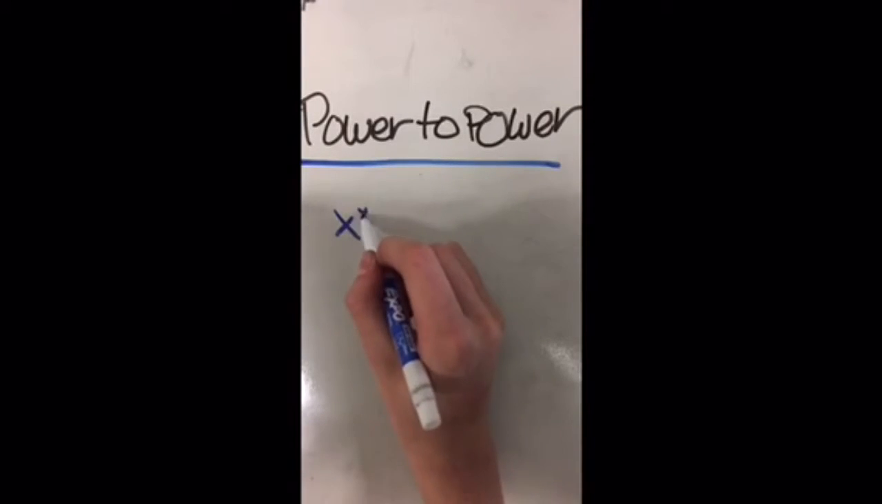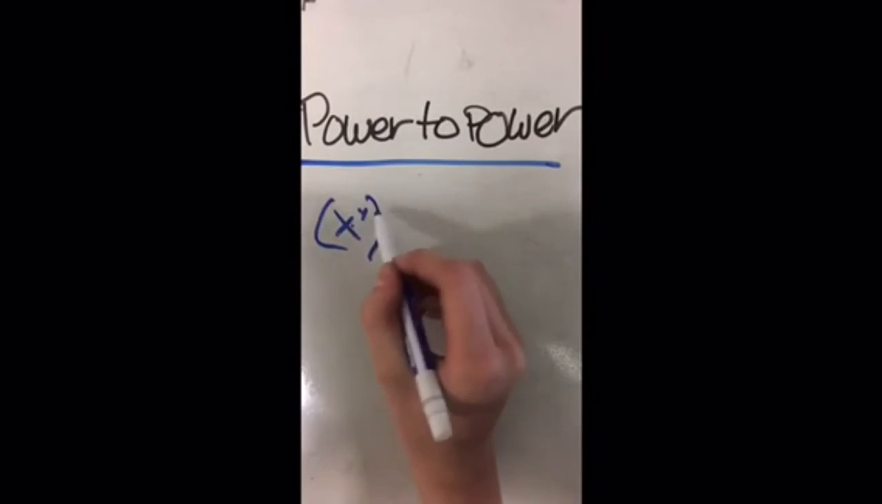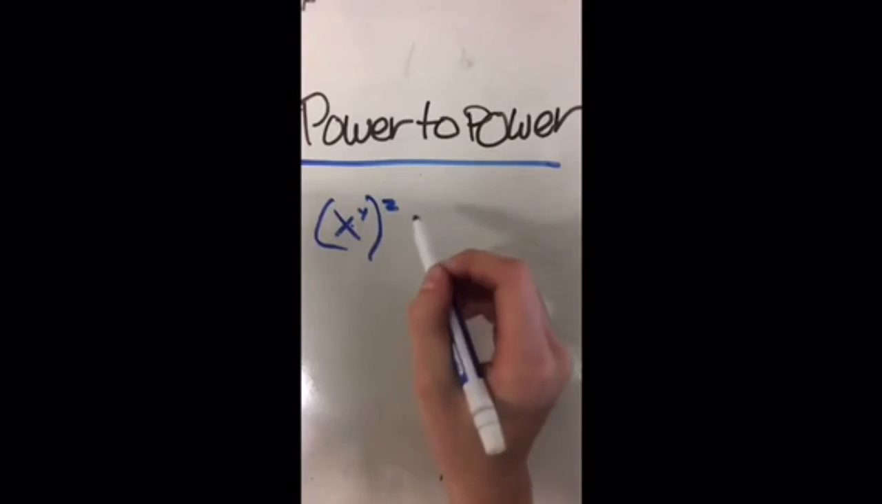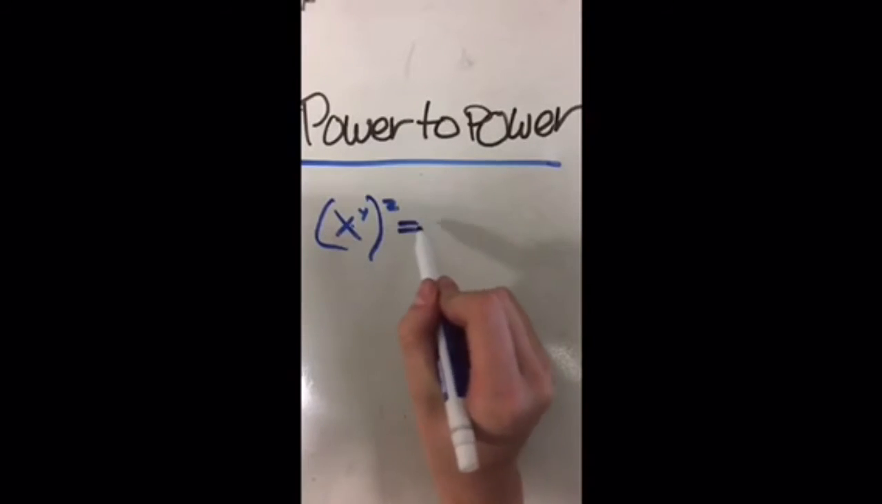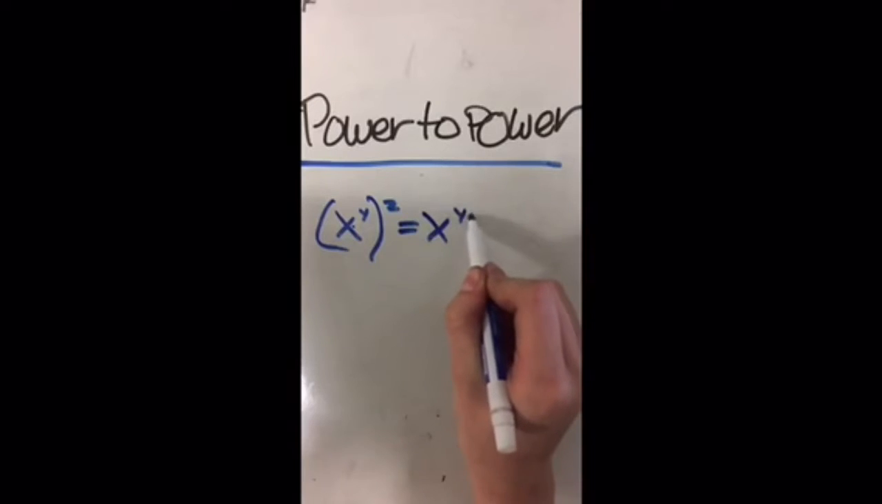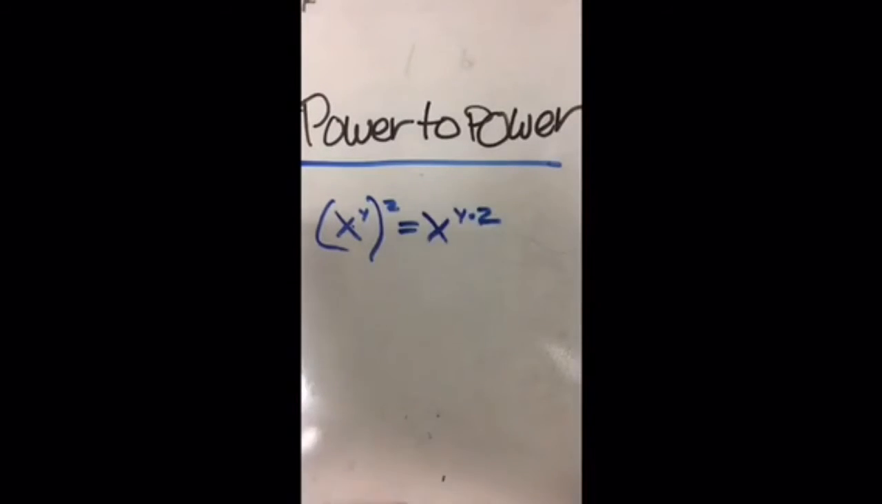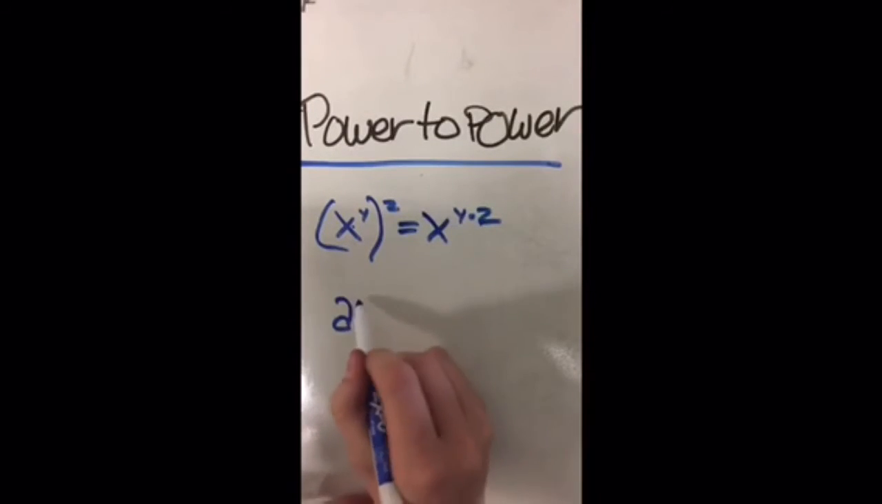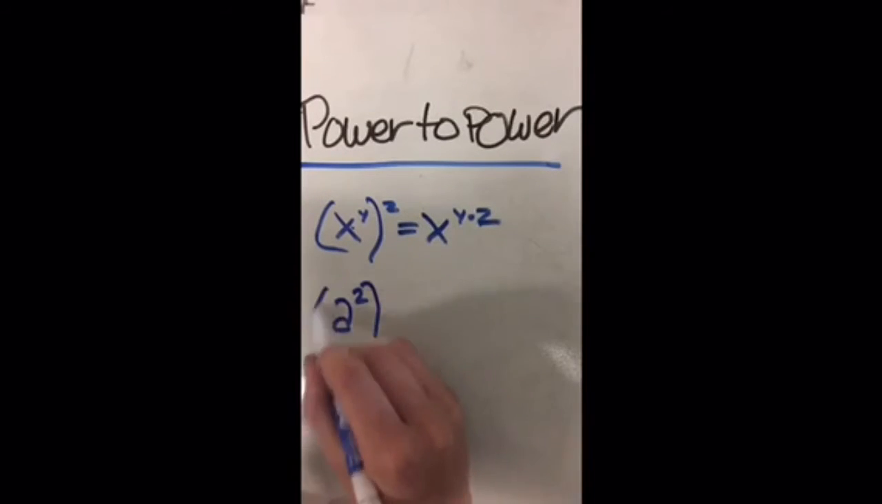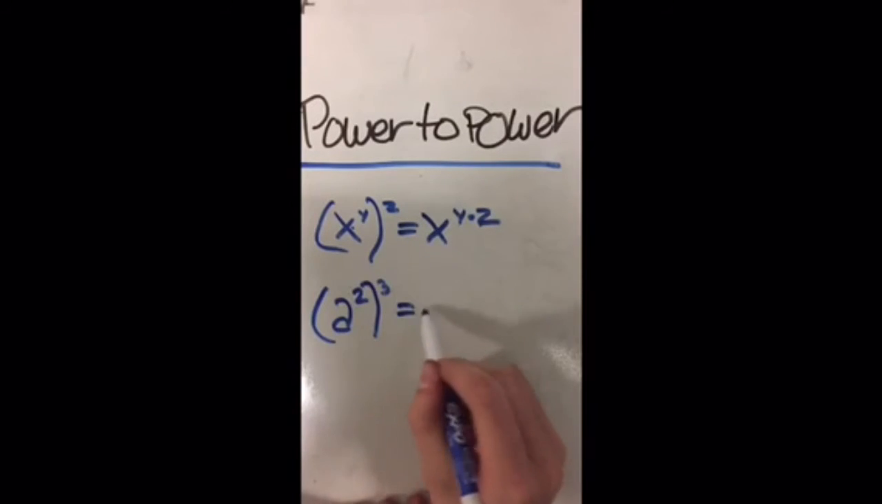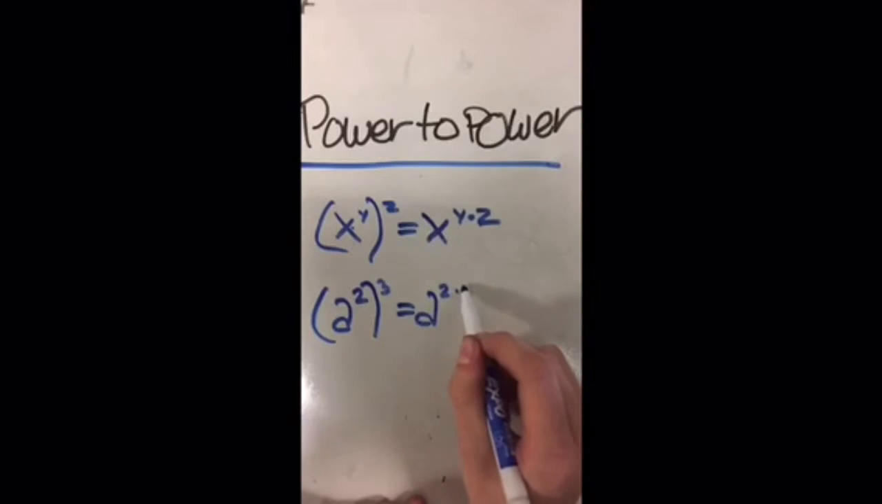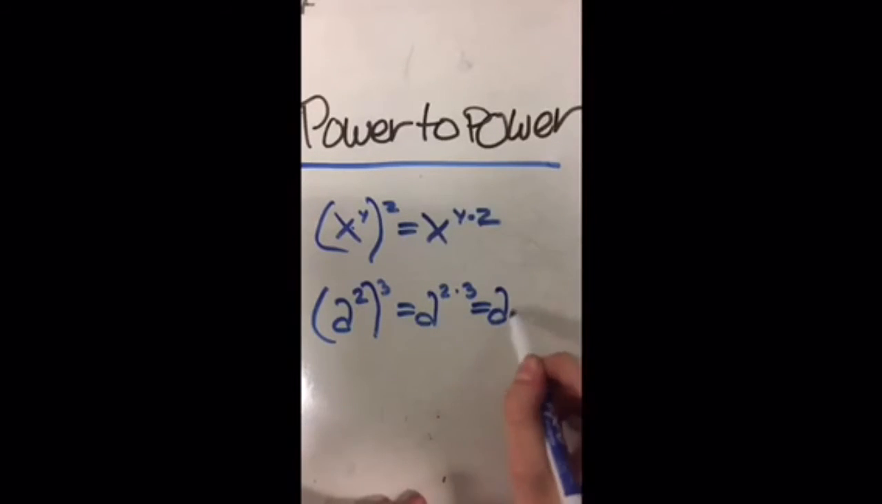The power-to-power rule is when you have an exponent raised to a power, raised to another power. All you have to do is multiply the two powers together. For example, a raised to the power 2, raised to the power 3, is equal to a raised to the power 2 into 3, which is equal to a raised to the power 6.